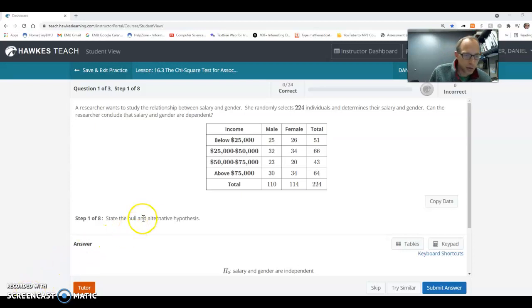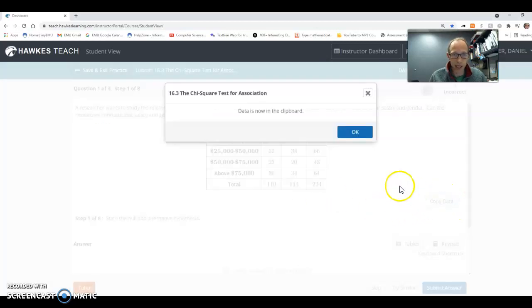All right, so let's say we're looking at salary, and this is actually biological sex, but we have male and female, and then the total is just a total column of these two columns. So if we want to see if there's some kind of relationship between biological sex and income level, we can run a chi-squared test here. I'm going to copy the data.